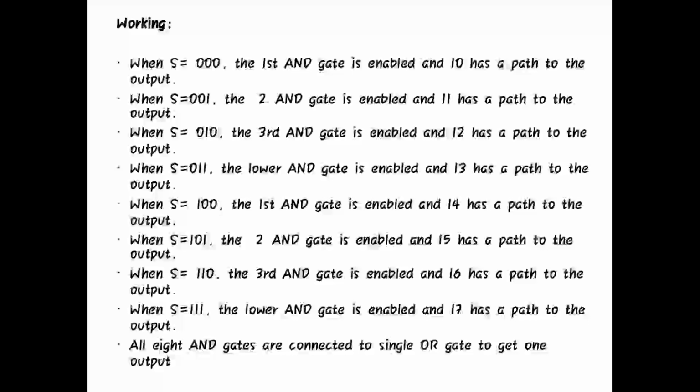So coming to the working here, when S is equal to 0, 0, 0, then the first AND gate is enabled and I0 has a path to the output. Similarly, when S is equal to 0, 0, 1, the second AND gate is enabled. When S is equal to 0, 1, 0, the third AND gate is enabled. Similarly, when S is equal to 0, 1, 1, the fourth AND gate is activated. When S is equal to 1, 0, 0, the fifth AND gate is enabled. When S is equal to 1, 0, 1, the next AND gate is activated. Next, when S is equal to 1, 1, 0, the next AND gate is activated. So finally, all the 8 AND gates are enabled, and all the 8 AND gates are connected to a single OR gate to get one output.